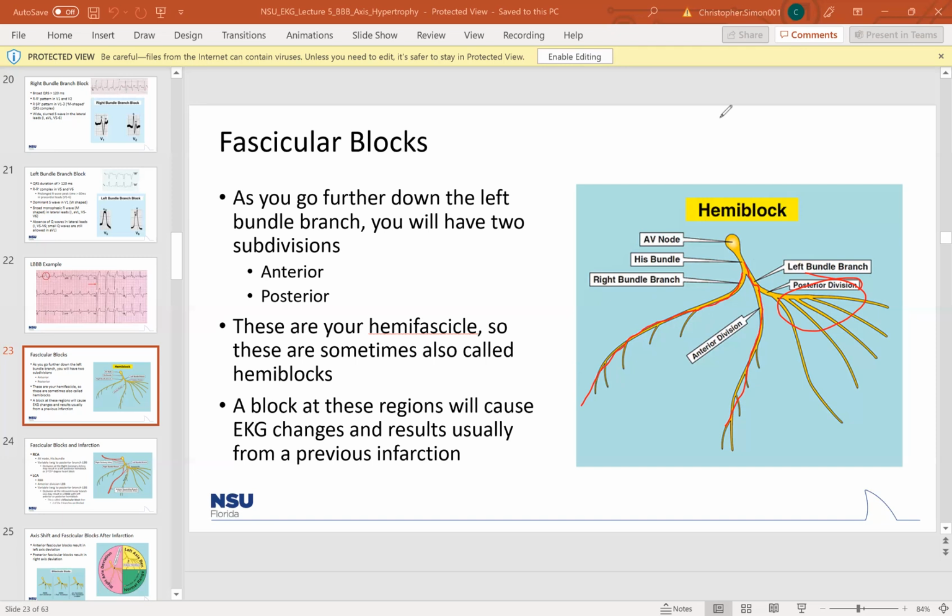So that is what we mean by left bundle branch block or right bundle branch block, right?